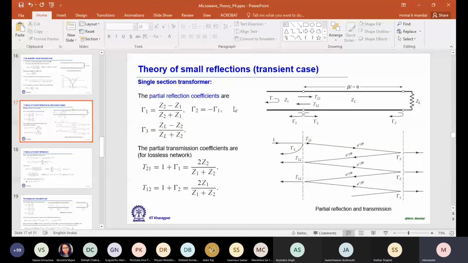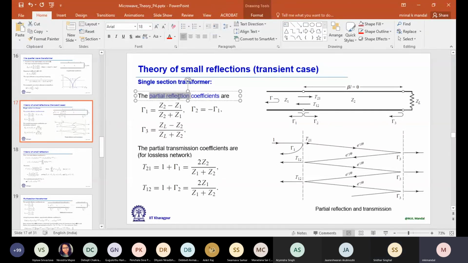So here today we introduced something new. It is the transient case. Then the overall gamma is actually the sum of all these waves which are coming towards your RF generator. That's why we use this term. You see, I wrote it in blue. It is the partial reflection coefficient, defined only at the junction for the pulse.